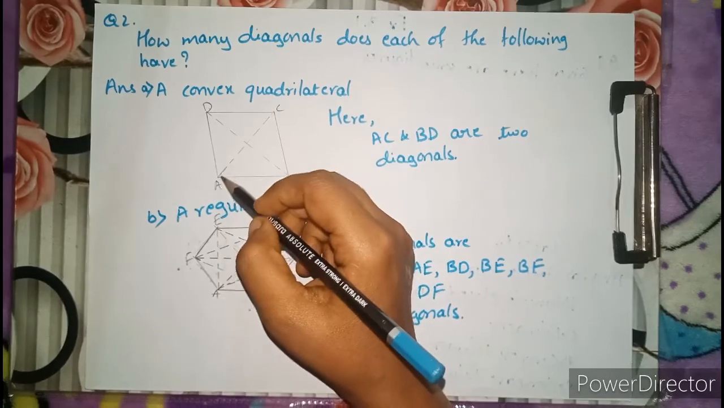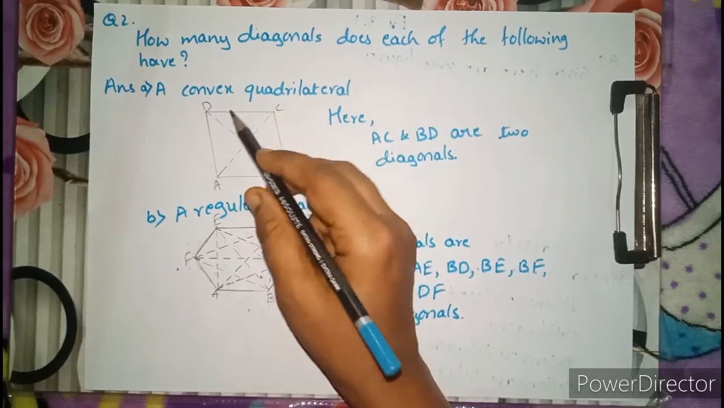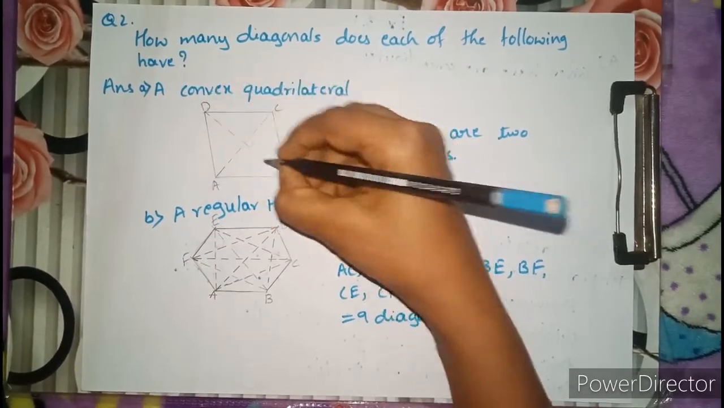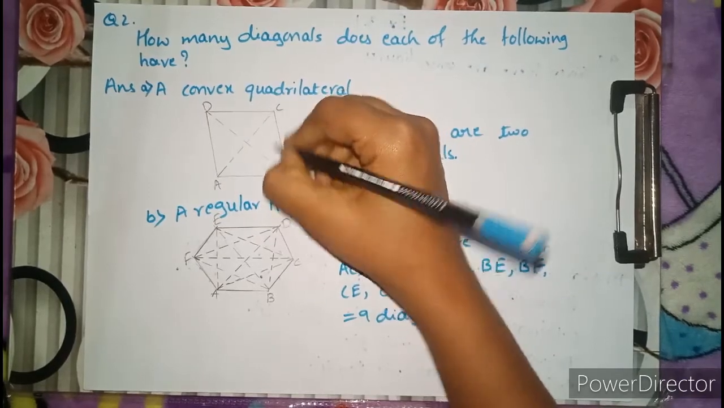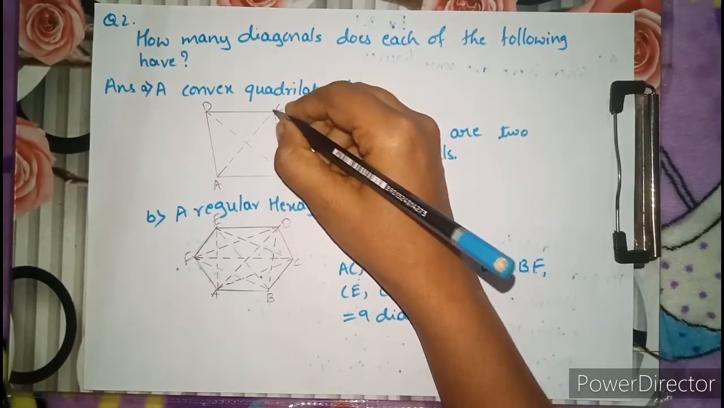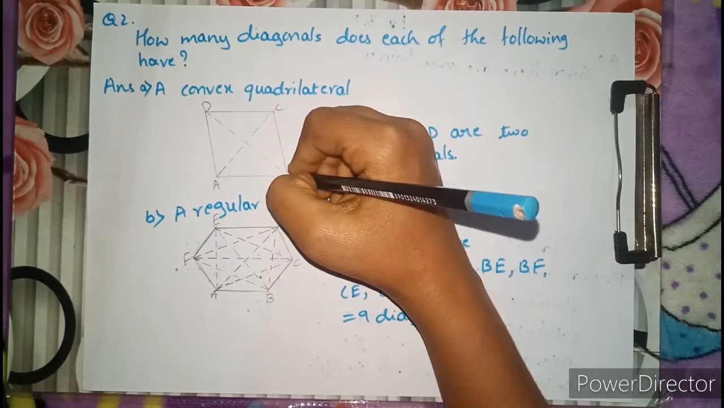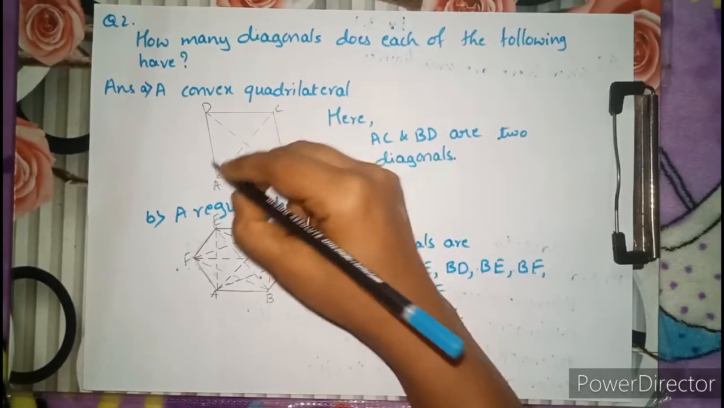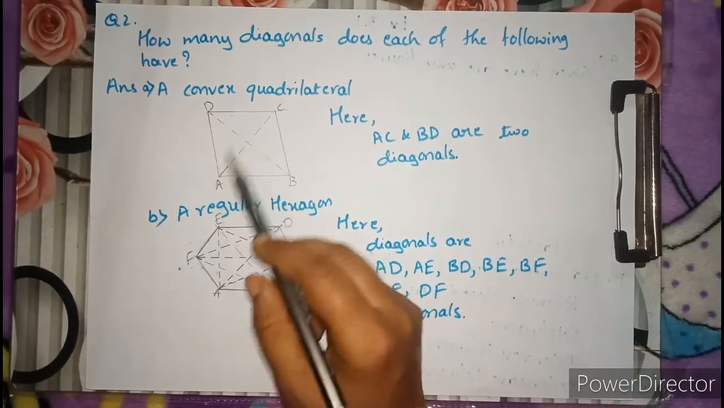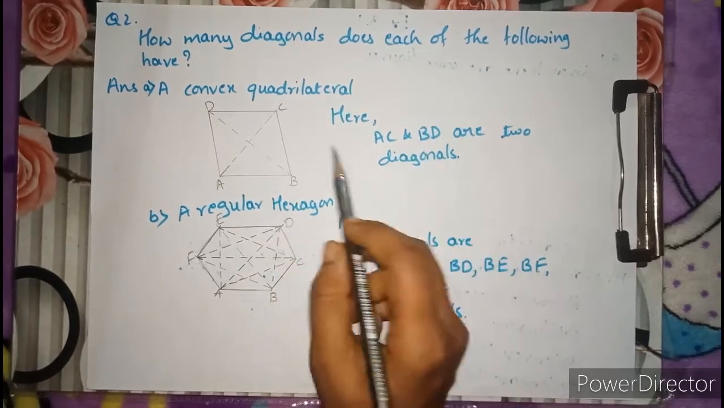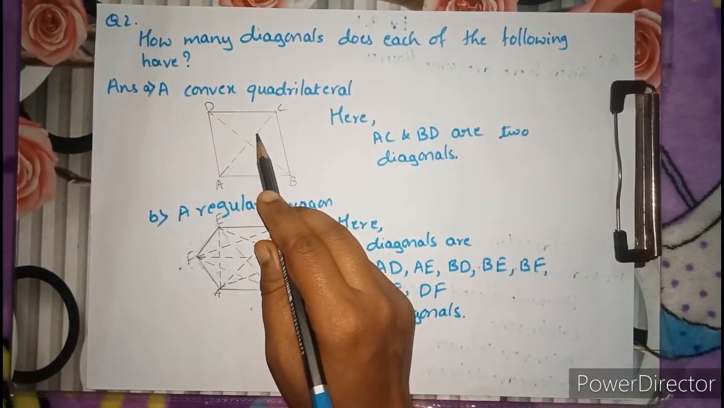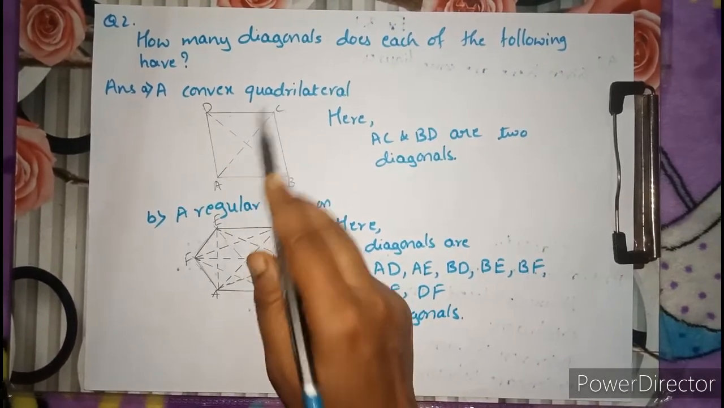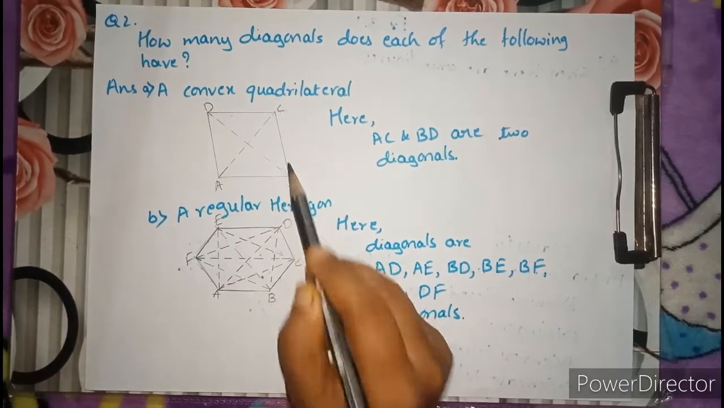A line which connects non-consecutive vertices of a polygon. From B to D. After B we have C here, so we can't connect from here to here. So B to D is a diagonal and A to C is a diagonal. So we can draw AC and BD, two diagonals in this quadrilateral. More than two we can't draw. Okay, these are the two diagonals AC and BD.